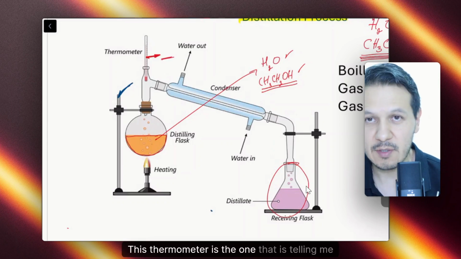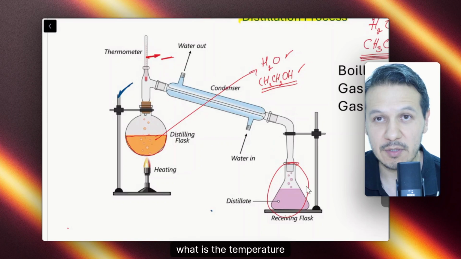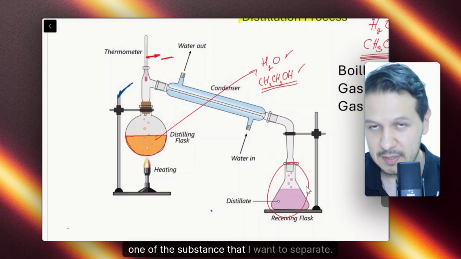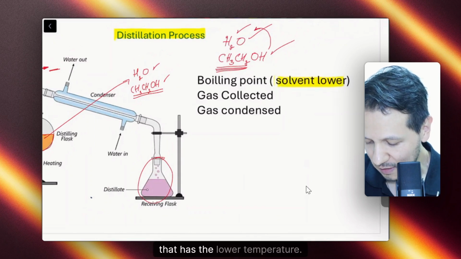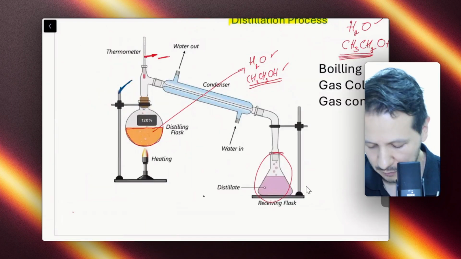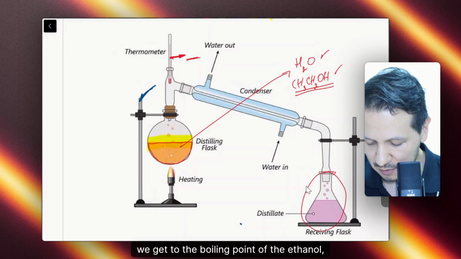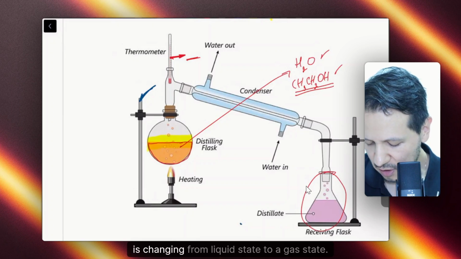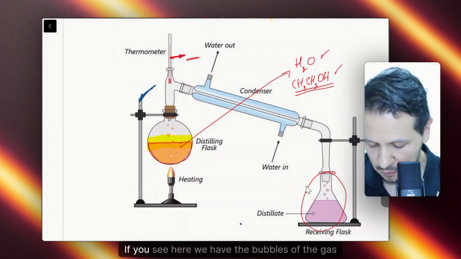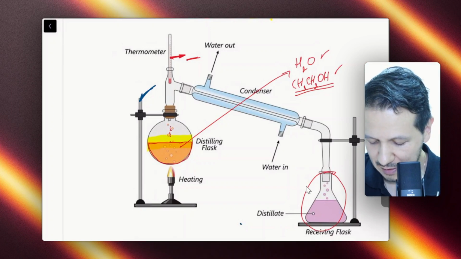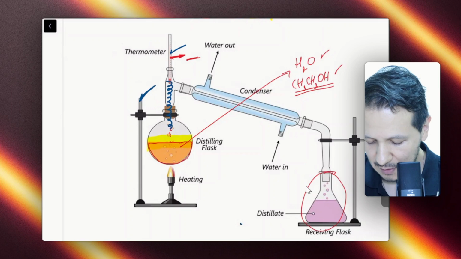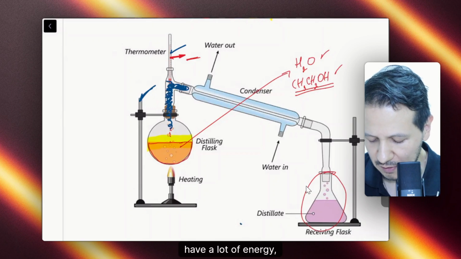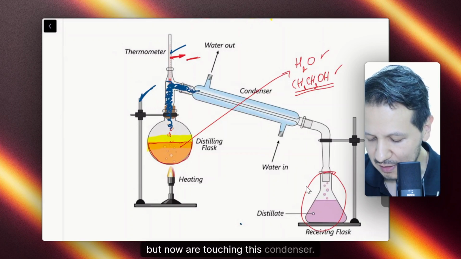This thermometer is the one that is telling me the temperature of the substance that I want to separate. Generally, the solvent is the one that has the lower boiling point. In that case, ethanol. Now we get to the boiling point of the ethanol. This ethanol is changing from liquid state to a gas state. If you see here, we have the bubbles of the gas, and let's change the color. This will be the gas produced. Okay, this is the temperature of the boiling point of the ethanol.